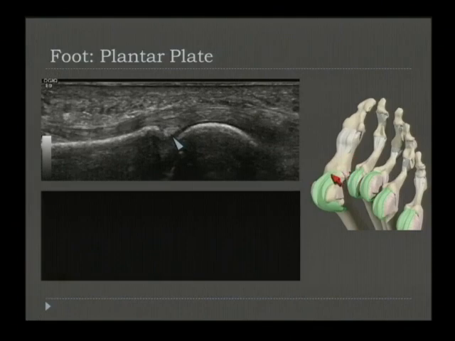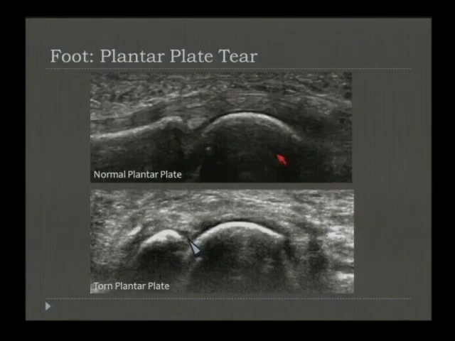Here's a diagram of what it looks like. It does cover from the proximal phalanx and comes around and covers a portion of the head of the metatarsals, that is the articular portion. What does a tear look like? Well, here's our normal that we saw earlier. A tear will have a little area of low hypoechogenic signal along the undersurface of the plantar plate, interspersed between the plantar plate and the proximal phalanx.